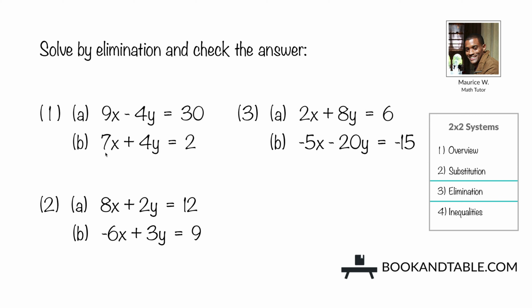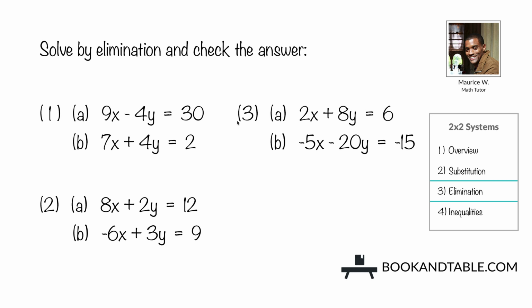Solve by elimination and check the answer. Question number 1, equation A, 9x minus 4y is equal to 30. Equation B, 7x plus 4y is equal to 2. Question number 2, equation A, 8x plus 2y is equal to 12. Equation B, negative 6x plus 3y is equal to 9.